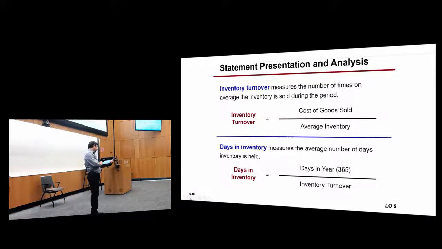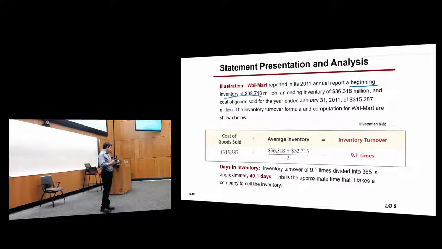Let's see an example here. Walmart reported in its 2011 annual report a beginning inventory. So the beginning inventory was 32,713,000,000. Okay? Ending inventory was 36.318 billion. And the cost of goods sold were 315 billion. I'm just doing roughly the numbers.